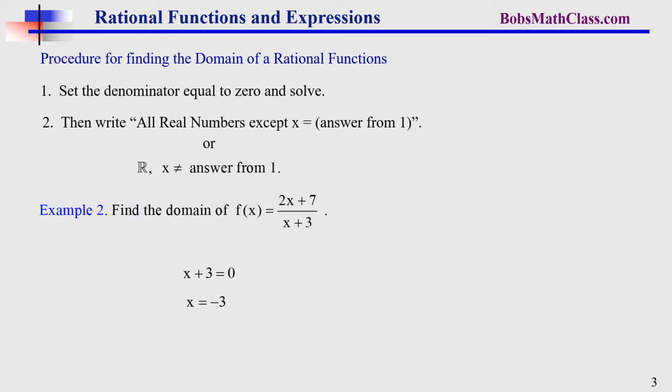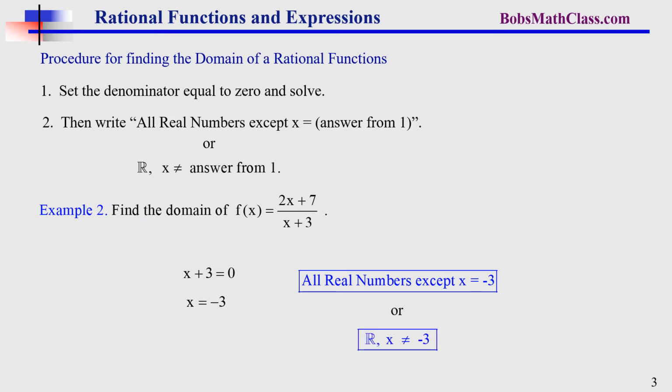So now we want to write all real numbers except x equals negative 3. So just simply write it. All real numbers except x equals negative 3. Or we could use that other notation. The all real numbers symbol, x cannot equal negative 3. There's also another way. You could also use interval notation. I didn't put that on here, but that's another method if your teacher desired that method. Okay, that's it. We're all done with this problem. Let's move on.